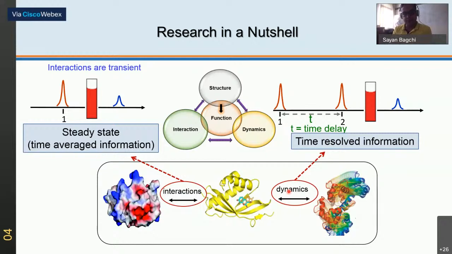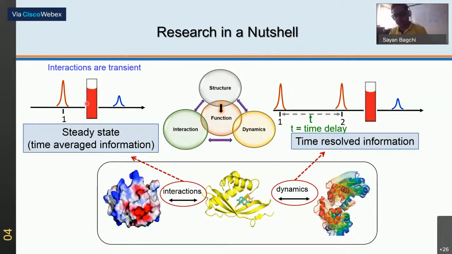For interactions, we actually do conventional spectroscopy, which involves steady state spectroscopy techniques. We also use some other kinds of spectroscopy, such as vibrational Stark effect spectroscopy. However, the steady state information gives us time-averaged information. Spectroscopy, as we know, is the interaction between light and matter. So in a steady state experiment, we have one light-matter interaction.